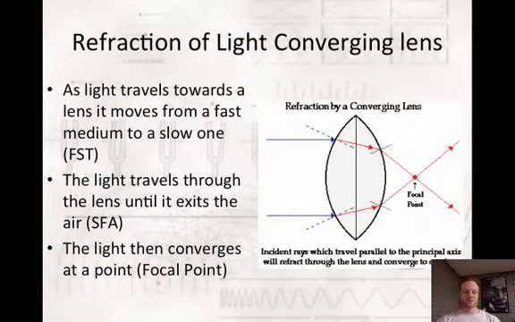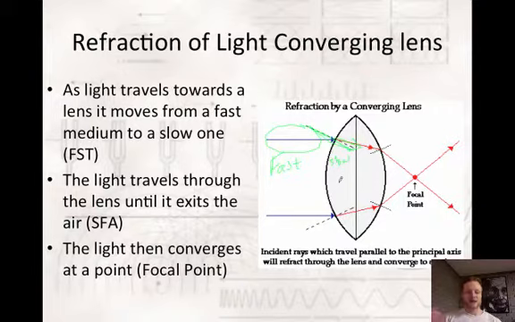Okay, so let's talk about the refraction of a converging lens or a convex lens. Okay? As light travels towards a lens, it moves from a fast medium to a slow one. And if you remember in the previous unit, I talked about using this mnemonic device, if you will, where F is fast, and that's the medium through which the light is traveling through. S is slow, and then T stands for towards the normal. Okay, and if I just take a look at this ray of light right here, as it hits this lens, and it's going from a fast medium to a relatively slower medium, and here's the normal line, this dotted line. Notice this red line bends towards that normal. Okay, so it's following those same rules of refraction that we talked about before.